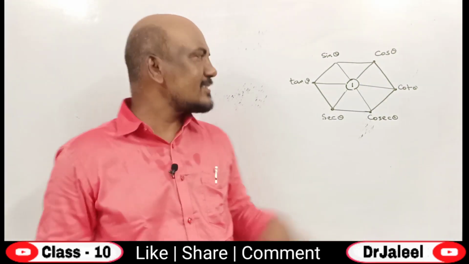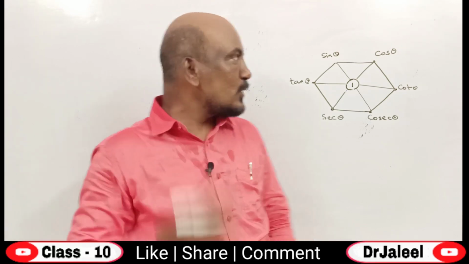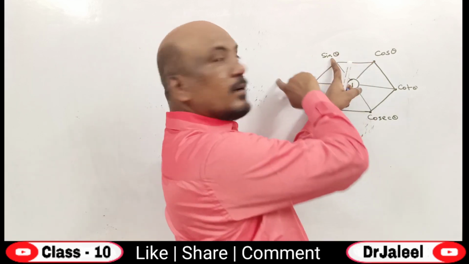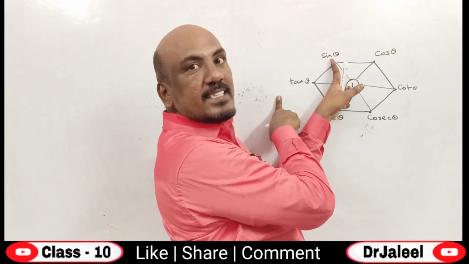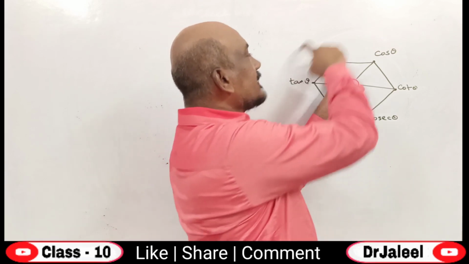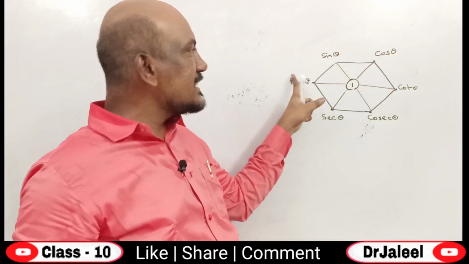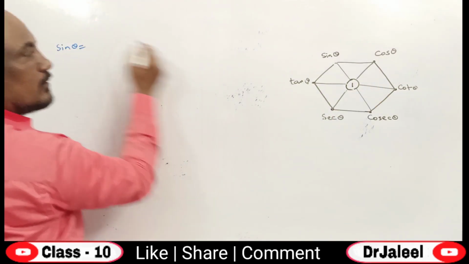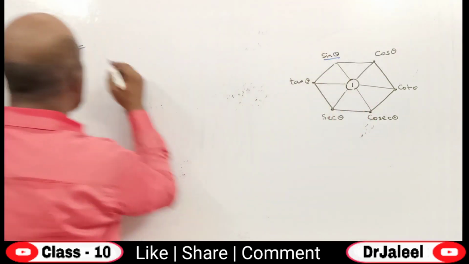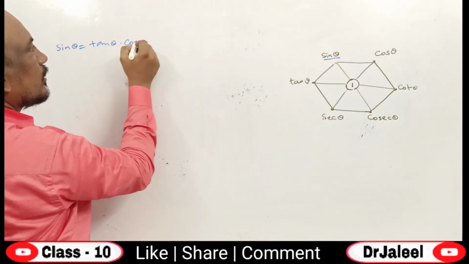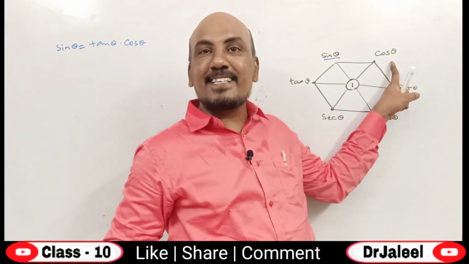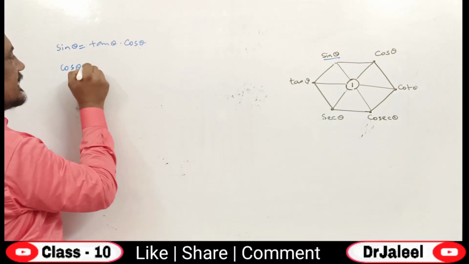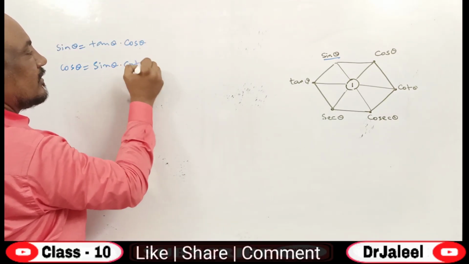Children, we can still use this hexagon, super hexagon. So let us work out. Take one ratio, sin theta. On the left side is tan theta, on the right side is cos theta. So the product of these two will become sin. Sin theta is equal to the product of neighboring ratios, tan theta into cos theta. How will you write cos theta? Sin into cot. Cos theta can be written as sin theta into cot theta.